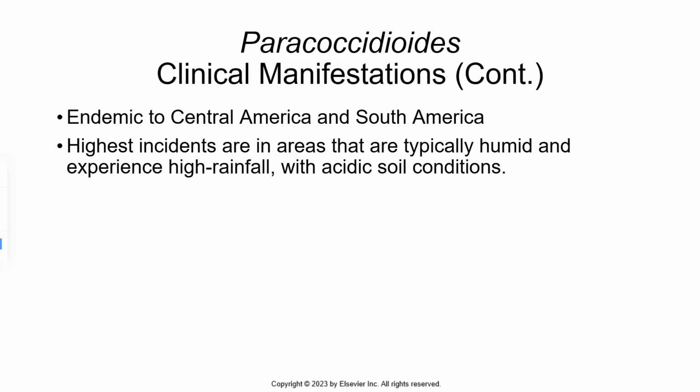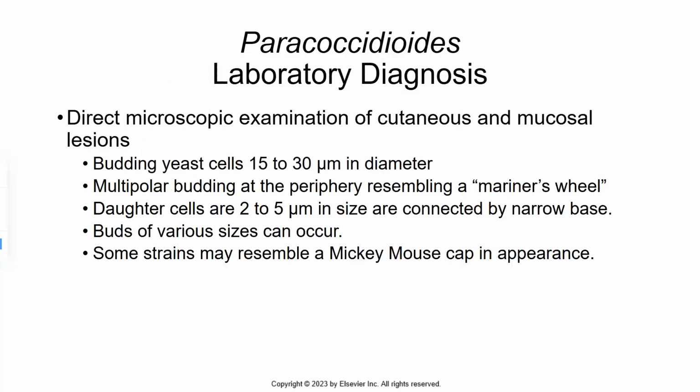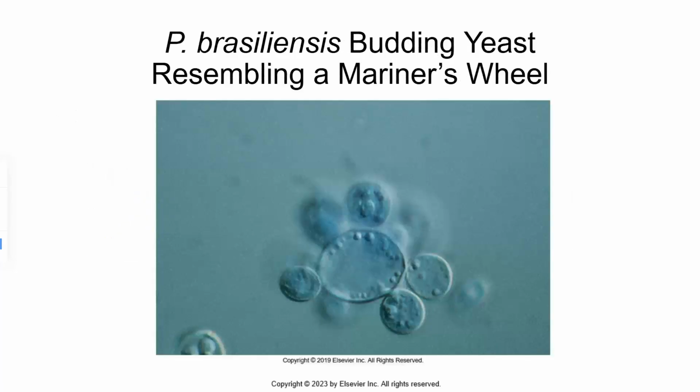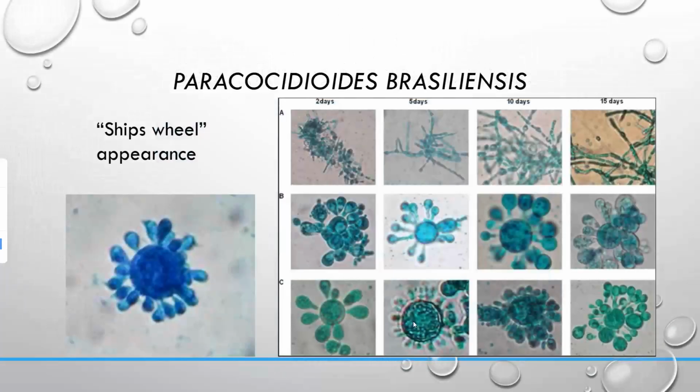Endemic to Central America and South America. Highest incidence is in areas that are typically humid and experience high rainfall with acidic soil conditions. Direct microscopic examination shows budding yeast cells, with multipolar budding at the periphery resembling a mariner's wheel. And here's a picture of that. So you can see the budding yeast cells on multiple portions here. And here's a bunch of different pictures to show you.